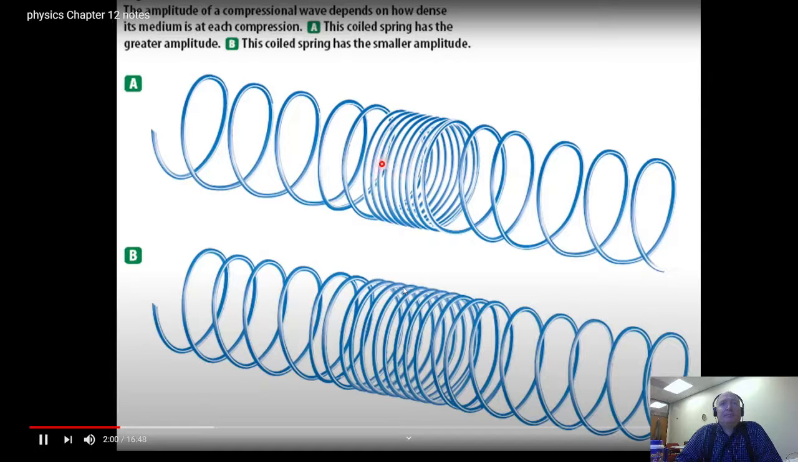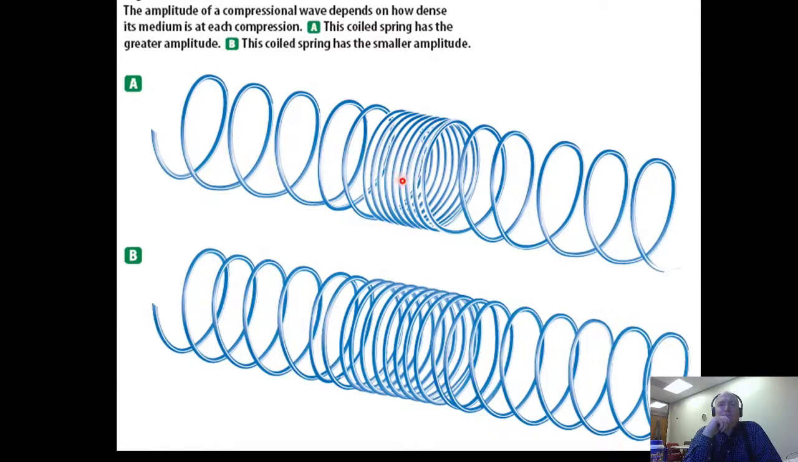Because spring A's compressions, the materials are more tightly packed, more close together. Here, the material is a little less dense, a little spread out, so the amplitude would be less. Also, remember, the amplitude is a measure of the energy. So the greater the energy of the wave, the more tightly packed the material would be in the compression, and the greater the amplitude.